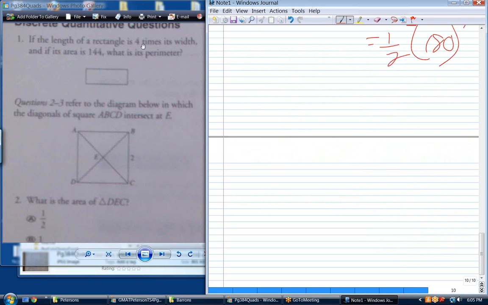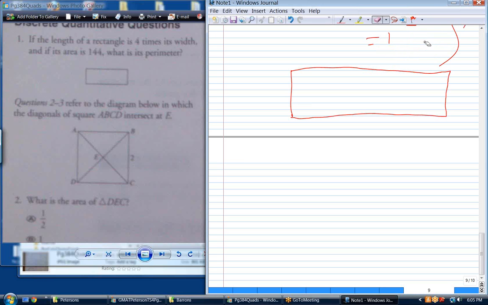If the length of a rectangle is 4 times its width and its area is 144, what is its perimeter? We'll call this the length. We'll call this the width. I've drawn it approximately to scale, where the length is about 4 times the width.